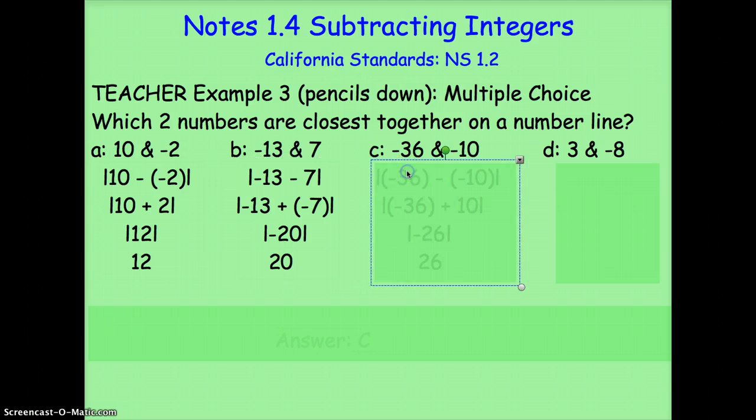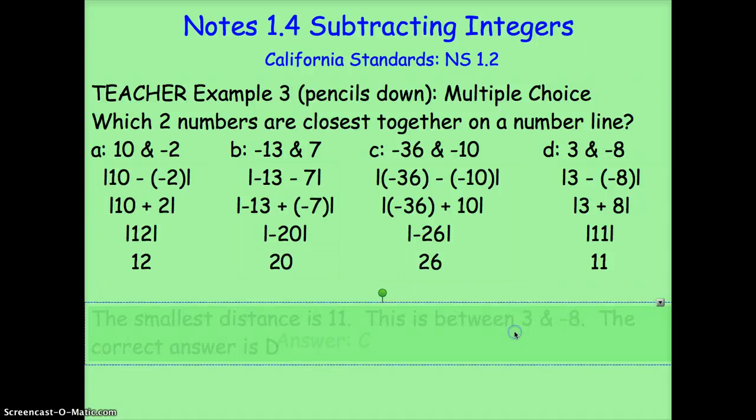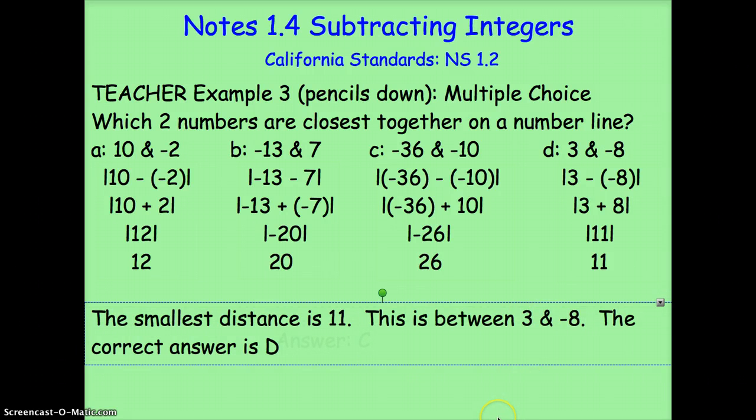Okay, again, subtracting, I need to skip, change, change. Now I'm adding a positive and a negative, so I'm secretly subtracting. I get negative 26, and the absolute value of negative 26 is, of course, positive 26. Last problem, skip, change, change. 3 plus 8 is 11, and the absolute value of 11 is still 11. Now, closest together would mean they have the smallest distance between them, so D would be the only possible answer because they are only 11 spaces apart.